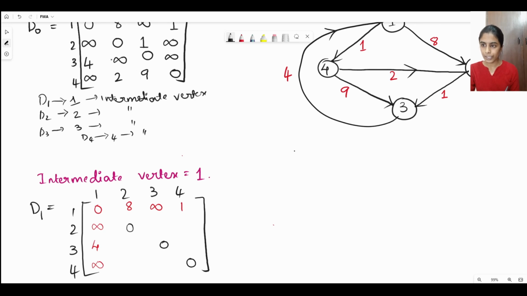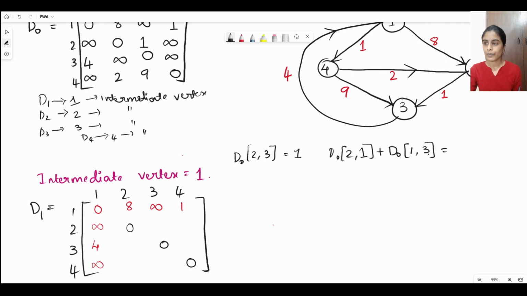First we need this entry 2, 3. So D0 of 2, 3. What is D0 of 2, 3? From this D0 matrix, for the second row and third column, the entry is 1. So we write here 1. Now we need to look through the intermediate vertex, which in this case is 1. So we go through 1. So D0 of 2, 1 plus D0 of 1, 3.